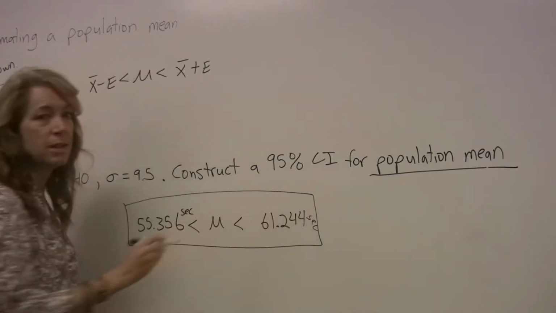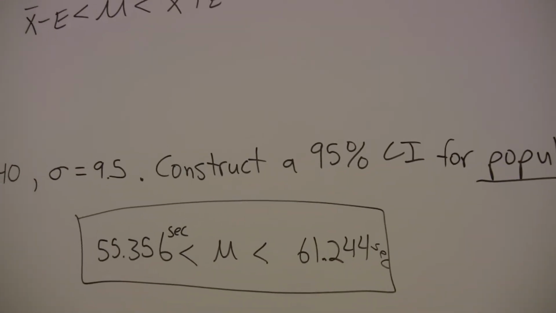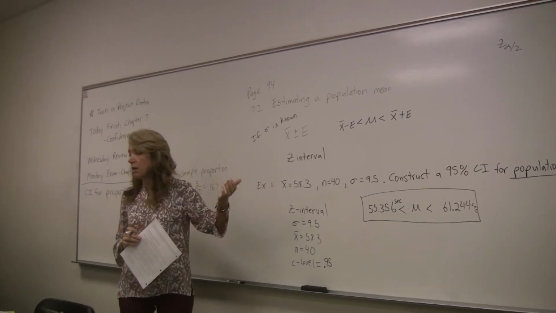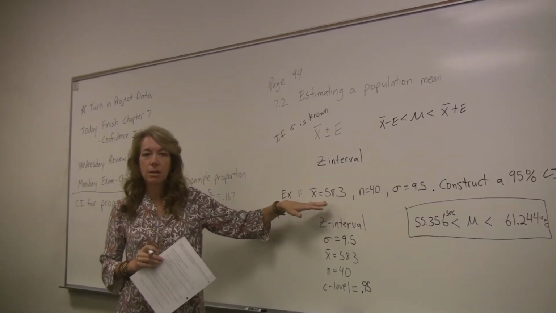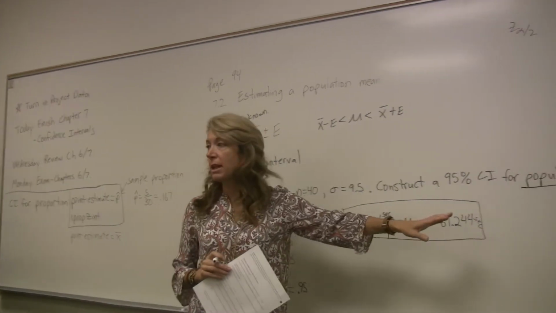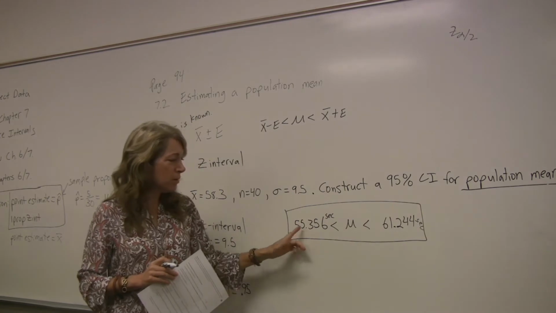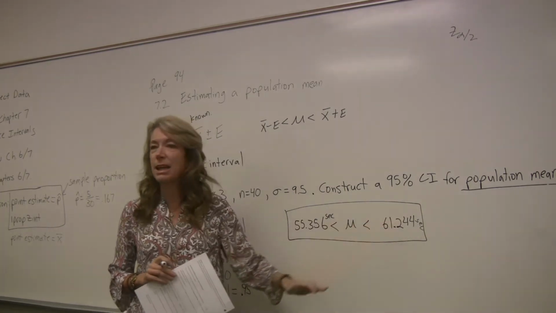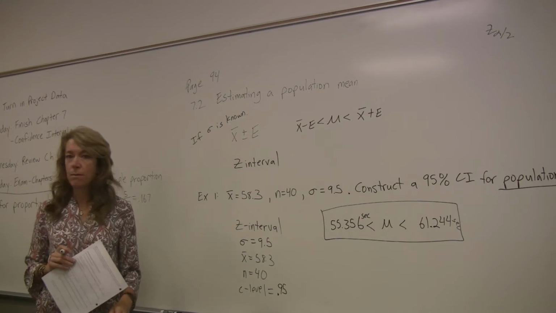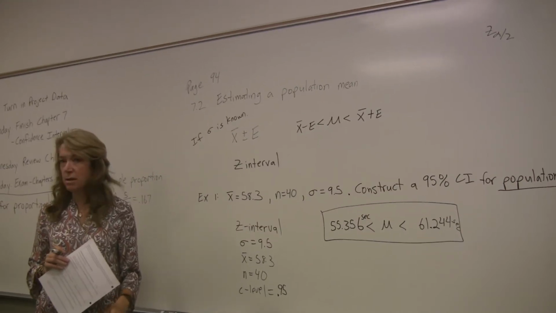Let's talk about what we just did. We took a sample of students. They had a 58.3 seconds average for how long they think it is till it's been a minute. What we've done now is we've estimated what it would be for the whole population of all students. All students would have a mean somewhere between 55 and 61 seconds. Questions on that?